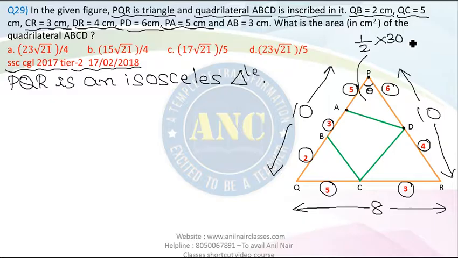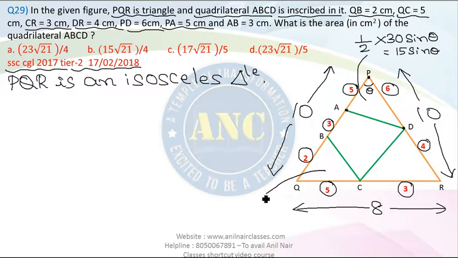I hope I am making sense, right? Half of 30 into sine theta. That means the area of this triangle is 15 sine theta. Area of the triangle is how much, sir? It is 15 sine theta. Let us keep theta as it is for now. Let us see how we can eliminate it later. Now that is the area of that smaller triangle.